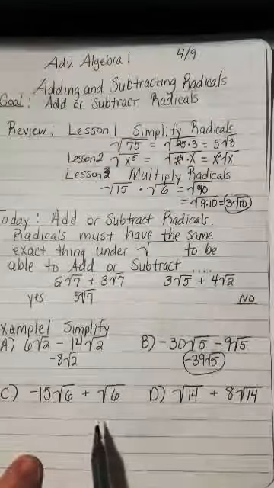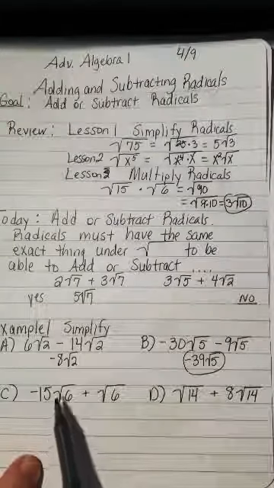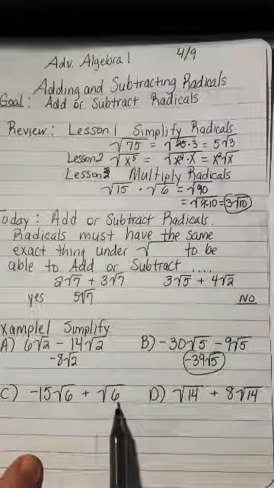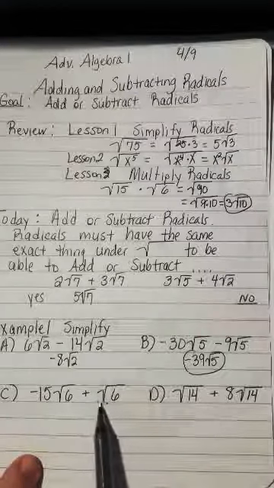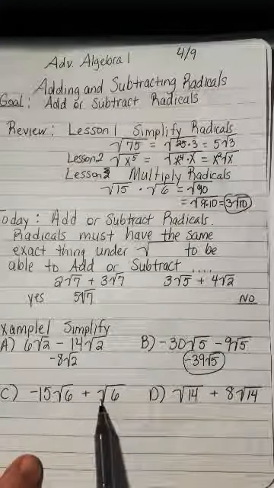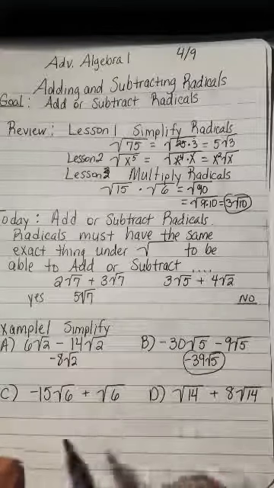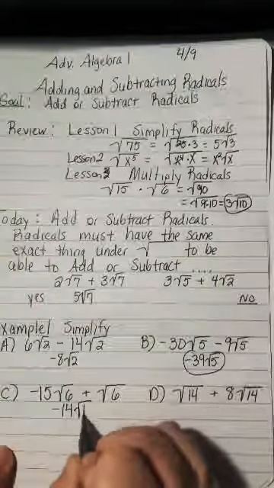Now, on this next problem, negative 15 on the square root of 6 plus the square root of 6. If you don't have a number in front of your square root symbol, it's understood to be a 1. So this is negative 15 plus 1, which is negative 14 on the square root of 6.